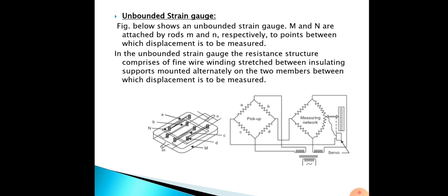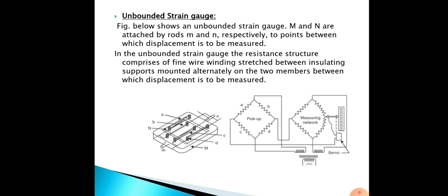In the unbonded strain gauge, here you can see in the diagram there are two points, M and N. Whatever displacement there is between the two points will be calculated. In the diagram beside it there is a pointer, and that pointer will show you the displacement, the measured quantity.